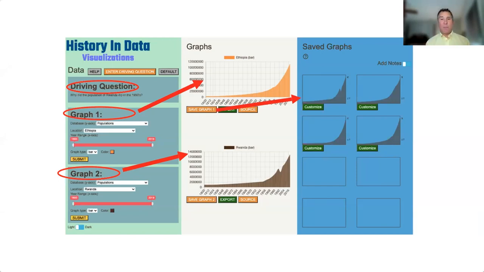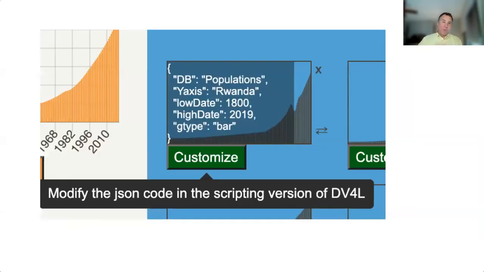We also expect students to be generating multiple graphs as part of an inquiry process. So we create a space for them to save their graphs on the right-hand side. If they hover over the customize button, they get a very small script. This is in the format of the Vega-Lite programming language, which is a visualization language that our teachers really liked in our early participatory design. So we use that format. And this is a specification of that graph.